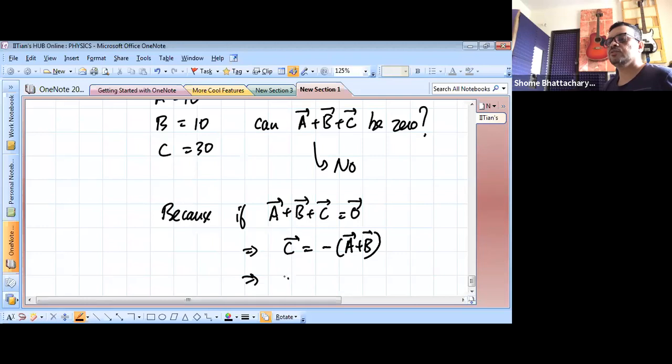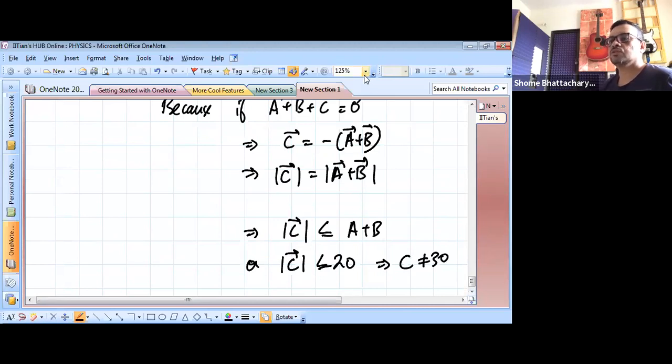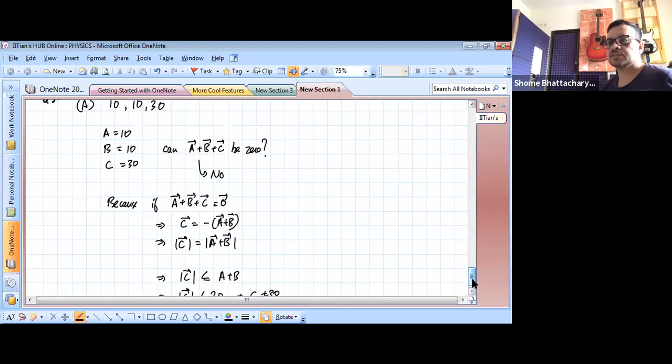That means the magnitude of C would be equal to the magnitude of A plus B. Then according to triangle law, the magnitude of C should be less than or equal to this, or C should be in this case less than or equal to 20. Therefore, C cannot be. That's why this option is ruled out. Now, by similar logic, we'll rule out the other options, and we'll see which one of them is correct. So this is the A option. The A option is can the resultant of 10, 10, and 30 be 0? The answer to that is no.